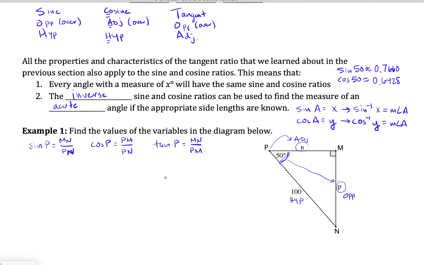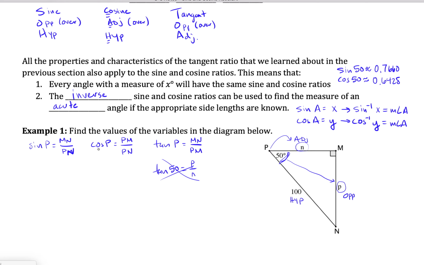Let's start over here with tangent. If I fill in 50 for the angle measure, and for MN I put a p, because in my picture that's what the length of MN is, and for PM I put n, I'll notice that I have two unknowns in this one. So this is probably not what I'm going to try and use for finding the length of p and n, because there is an infinite number of combinations that would work there. And I don't know exactly which one I'm looking at in this picture.